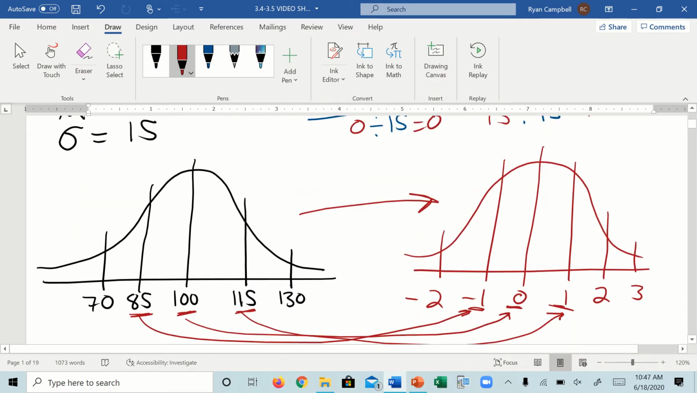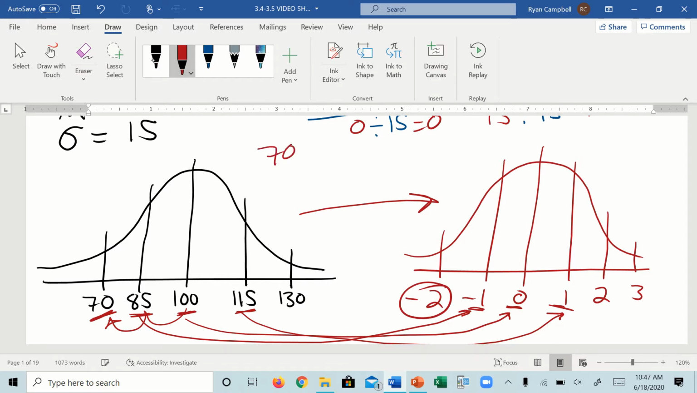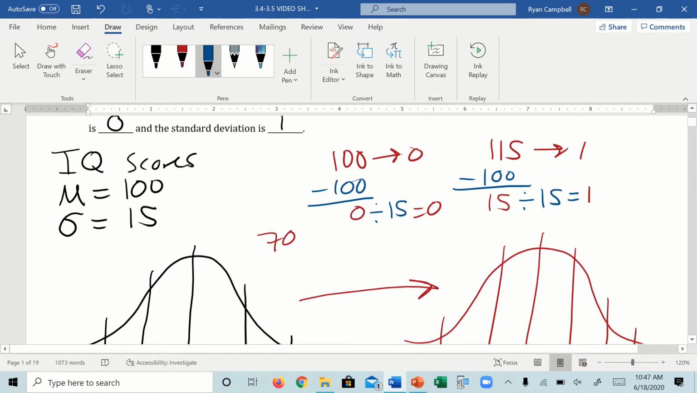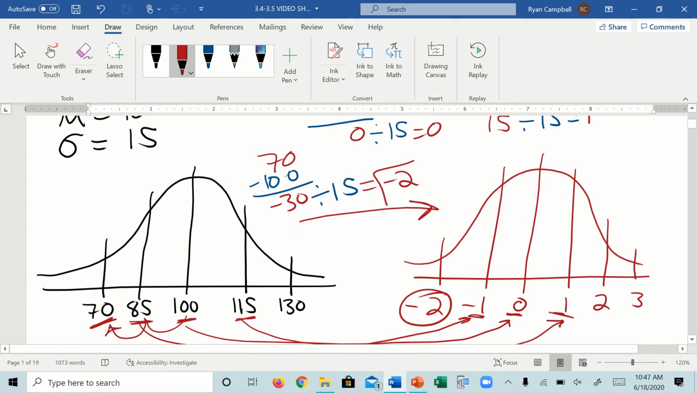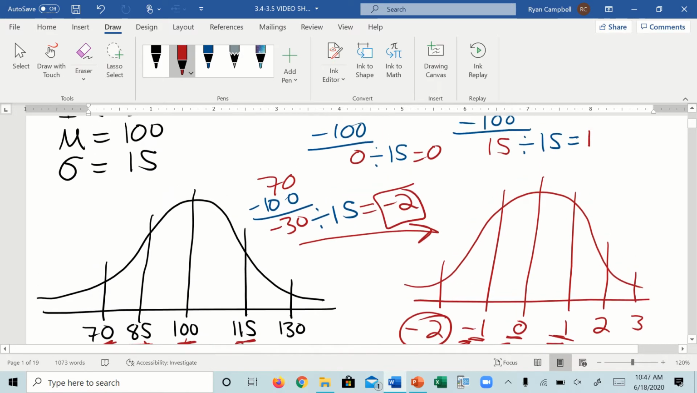So let's try 70, right? So 70 is 2 standard deviations below, so the z-score should be negative 2. So we have 70 minus 100, because we said we got to subtract 100. We get negative 30, and then divide that by 15, and we end up with negative 2, which is exactly what we wanted, right? It was 2 standard deviations below. All right, so I think we got our formula.